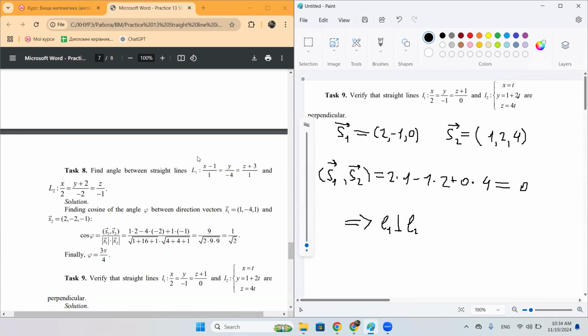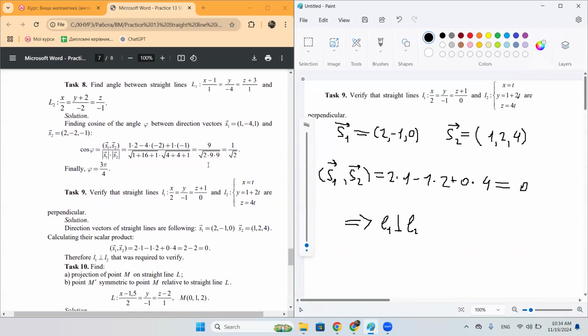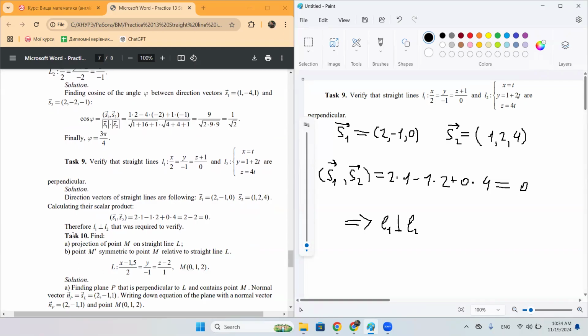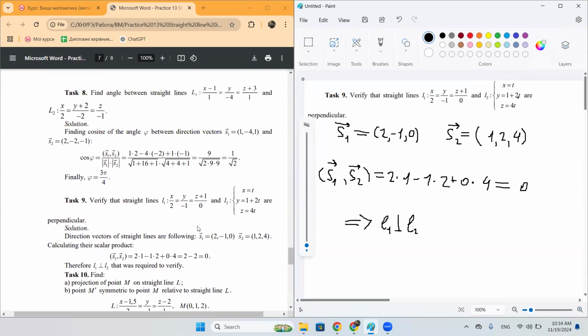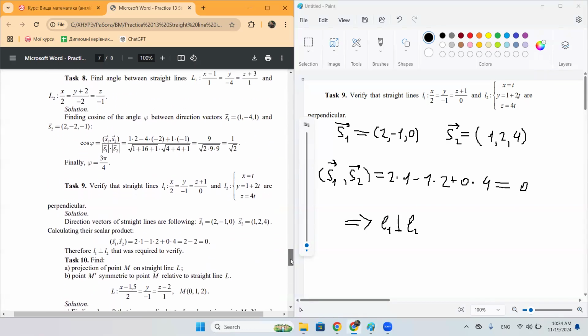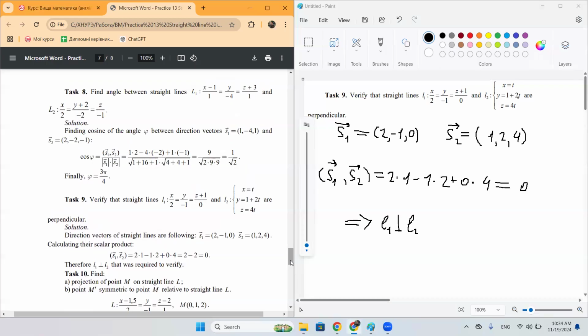Any questions about this task? Okay, it seems that no questions. And as well, that was required to verify, so the final answer. And now let's move to task 10, the final task for today.